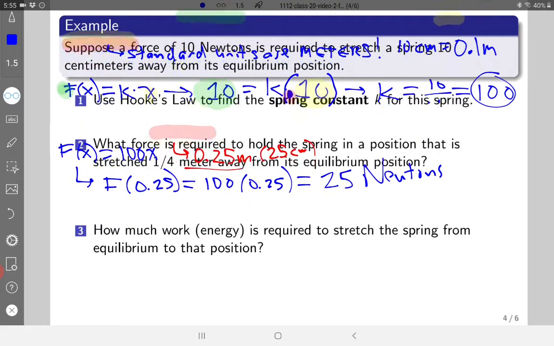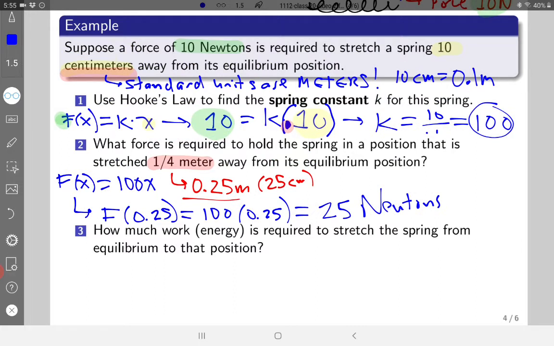Now, it's a slightly different question to say, how much work is required? How much energy do I expend in actually pulling the spring all the way from its natural resting equilibrium state? How much energy do I expend pulling it from that state out to the 1/4 meter stretched position? The 25 newtons tells me how much force I have to apply to hold it there. But what I want to answer in the third question is, how much energy does it take to actually pull it all the way out to reach that point?